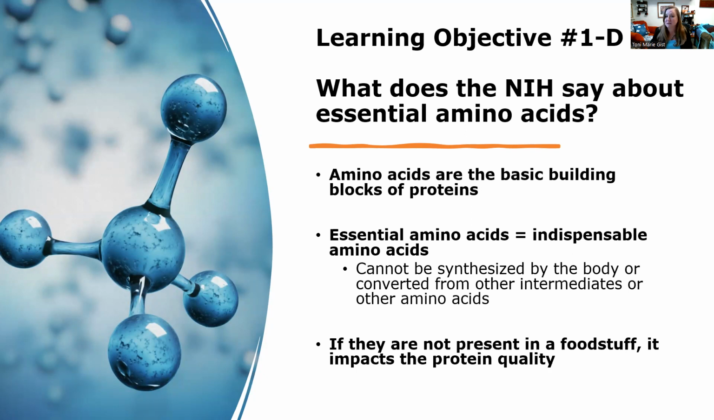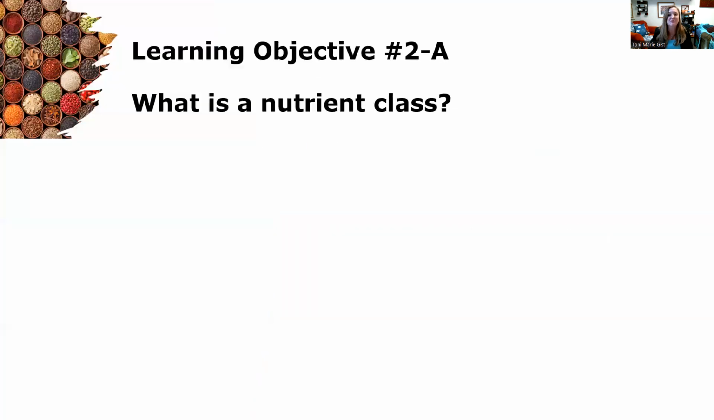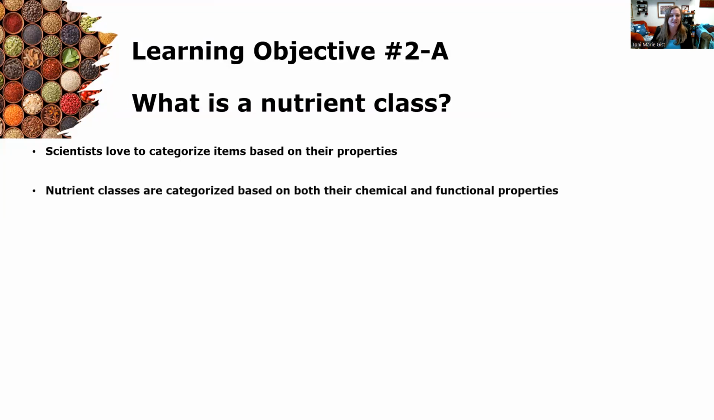Let's move on to learning objective 2. And learning objective 2 asks about the nutrient classes. So what is a nutrient class? And scientists, we love to categorize items based on their properties. We like to categorize them based on what they do, based on their chemical property. So nutrient classes are categorized based on both their chemical property as well as their functional property in the body.